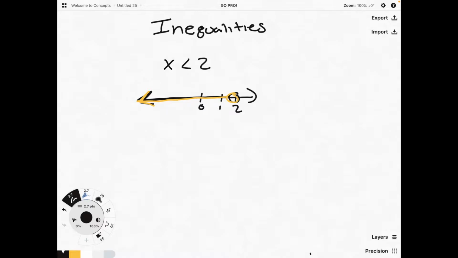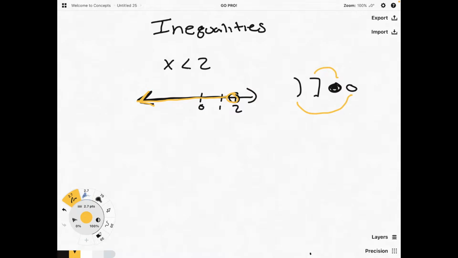In this example, you may see it possibly written with a parentheses or bracket, closed circle, open circle. These two are the same, and these two are the same. It just depends on your preference.